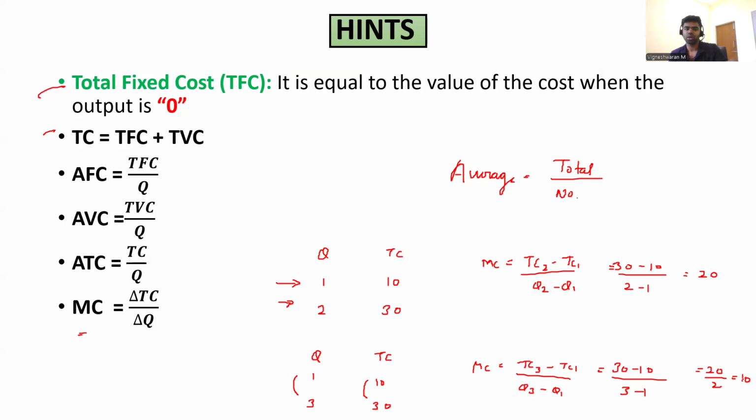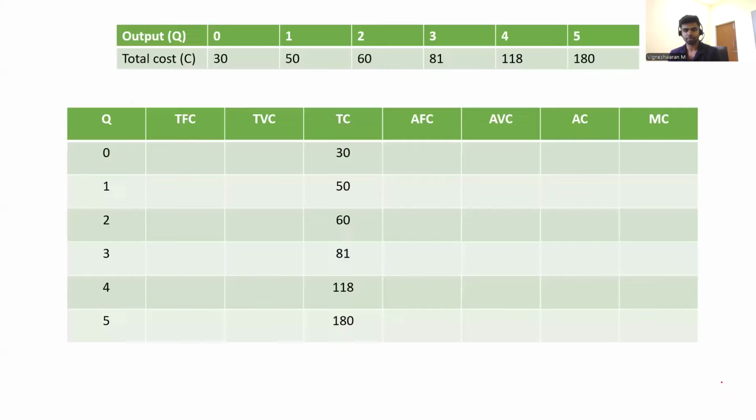So what is total cost? Total cost is total fixed cost plus variable cost. Then average fixed, average variable, average total. Remember the formula for these things. For marginal cost, we have to take the subsequent values, subtract them, and divide the change in cost by the change in quantity. That's what I am explaining.